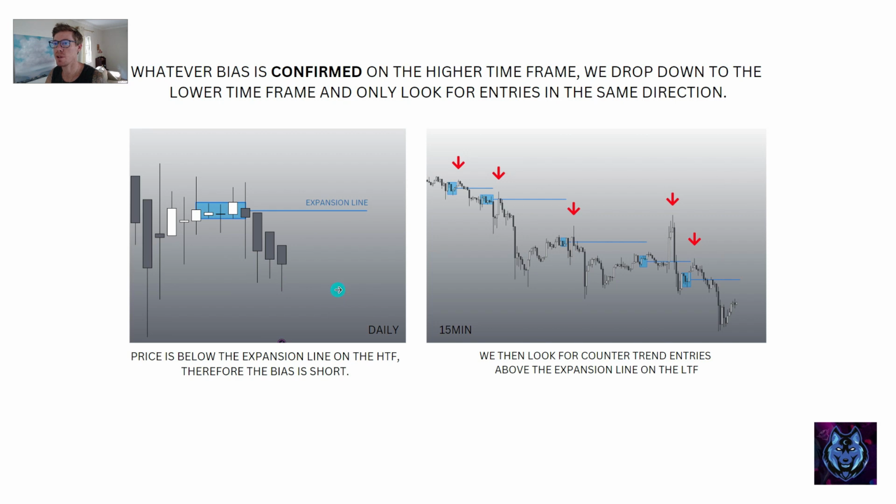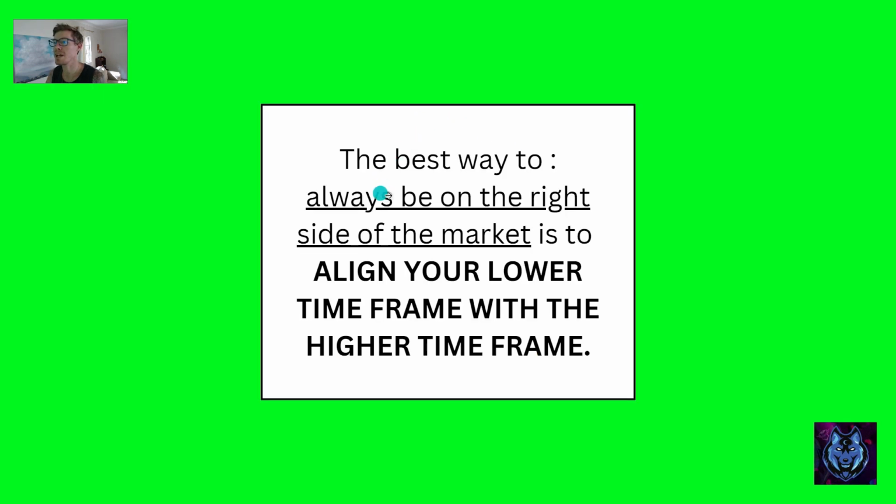As you can see, we're on the daily chart over here. Price is below the expansion line on the higher time frame. Therefore, the bias is short. We jump to the 15-minute lower time frame and we look for counter trend entries above the expansion line. Since our higher time frame is short, every time price creates a contraction box and breaks above it, that's when we look to take a short entry on this counter trend. The best way to always be on the right side of the market is to align your lower time frame with the higher time frame.